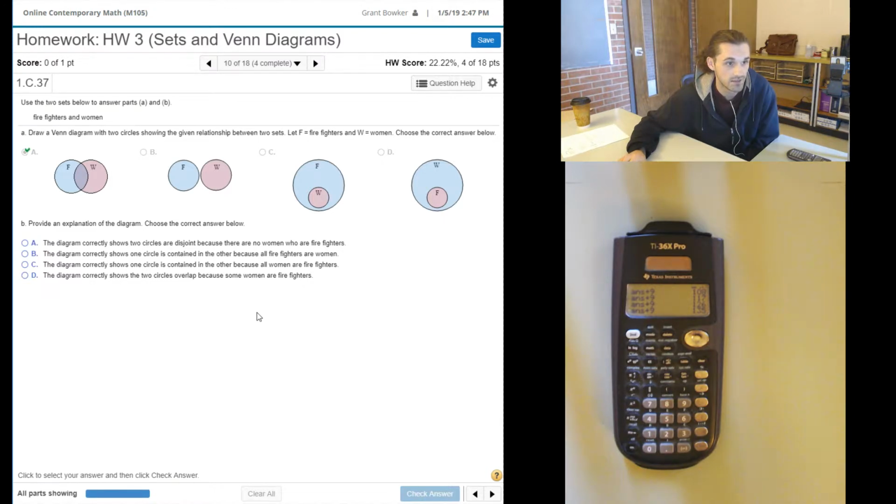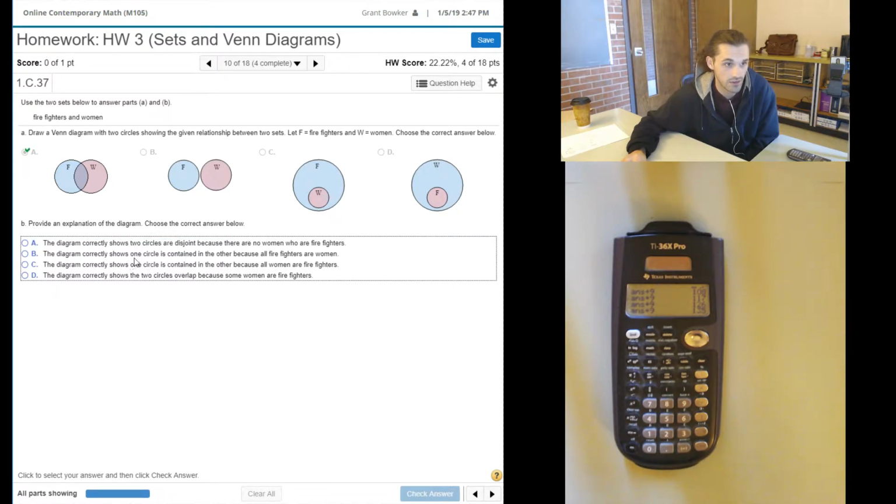Provide an explanation of the diagram. Choose the correct answer below. A: The diagram correctly shows two circles are disjoint because there are no women who are firefighters. There are no women who are firefighters. So this is remarking on the disjoint sets. Disjoint means no overlap. They don't touch.